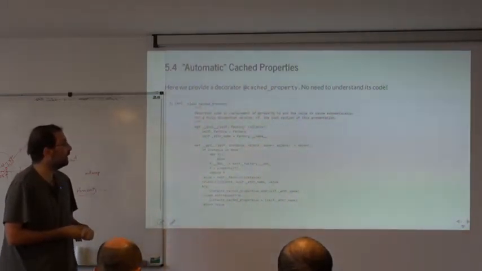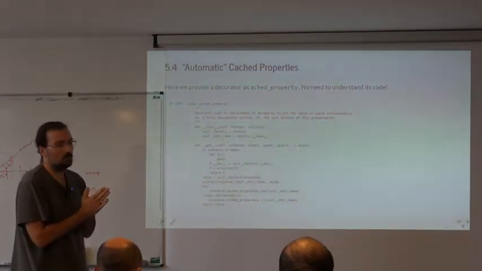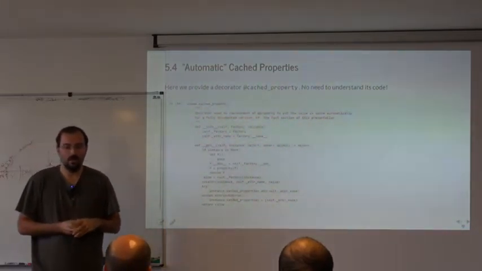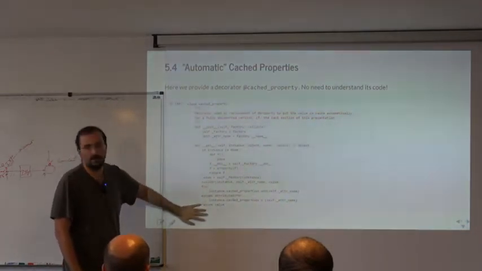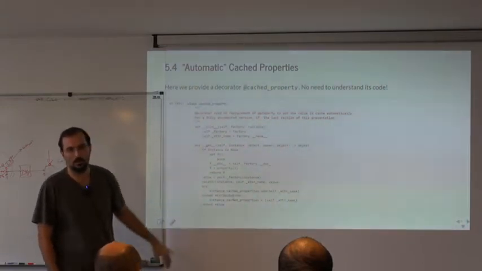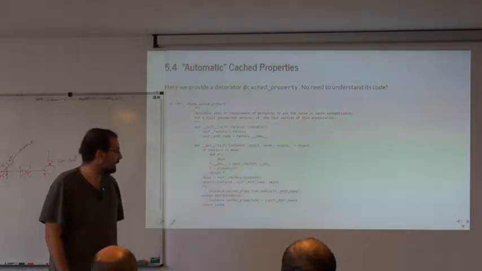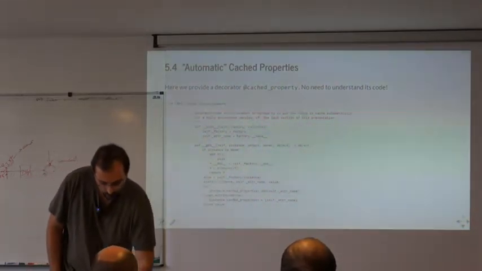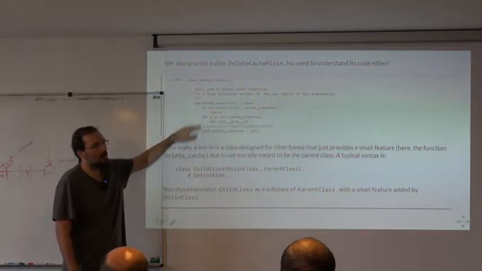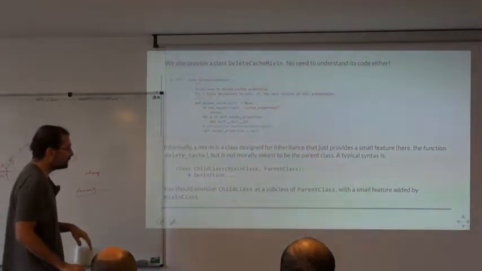Okay, so for that I have defined, more exactly, I have stolen some code called @cache_property. This is essentially something adapted from something that I found on Stack Overflow. So you can just copy and paste it. You don't need to know exactly how it works. If you're interested, you can have a look later. And I have also defined a mixin that is able to delete the cache of an object. I will explain all this after.